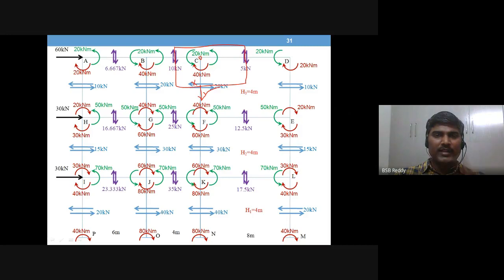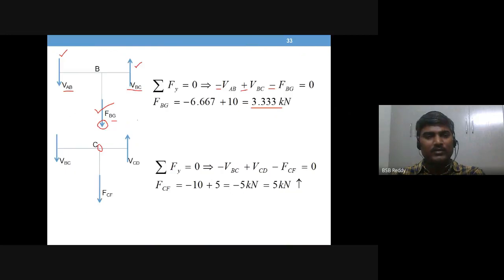Other things are the same. Say 10 downward here, 5 upward here. Okay, so this is 5 upward, 10 downward. The same thing you have to bring to this diagram. Let's see here. This is downward 10, upward 5. Got it. So this direction is assumed downward. So downward 10 means minus 10, upward 5 is taken as plus 5. So finally you are getting minus 5 as your value. So this arrow should be upward.